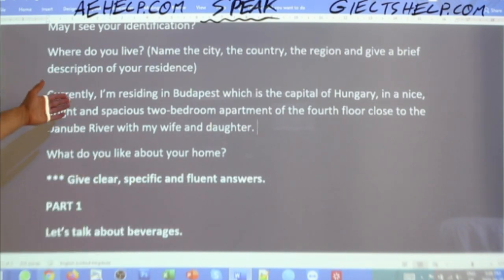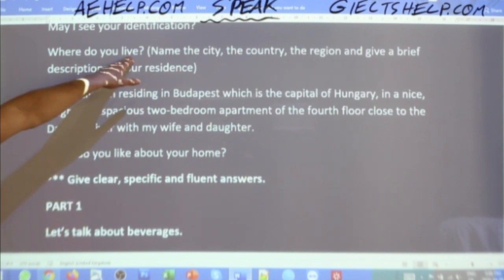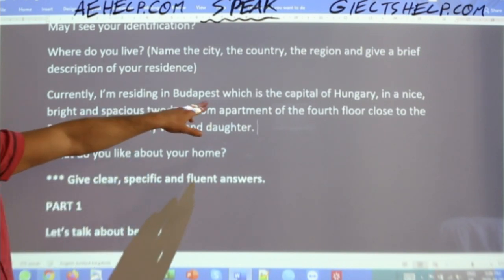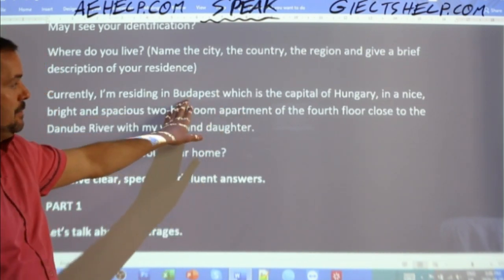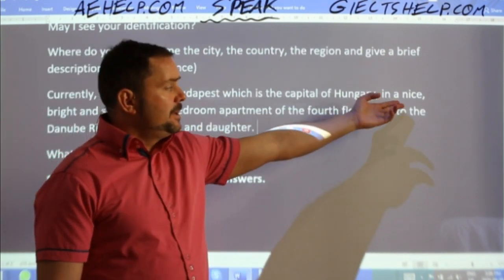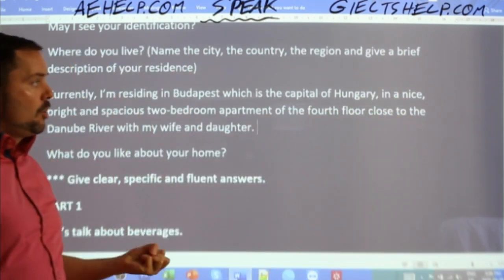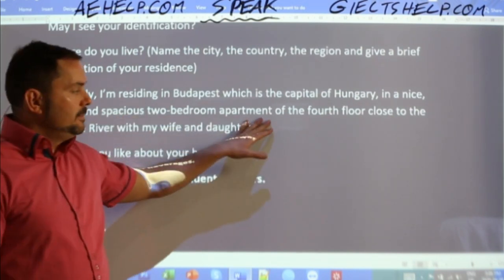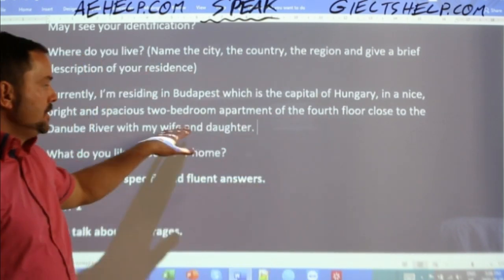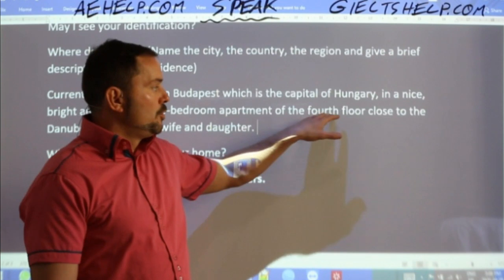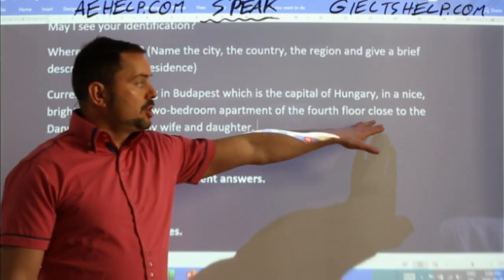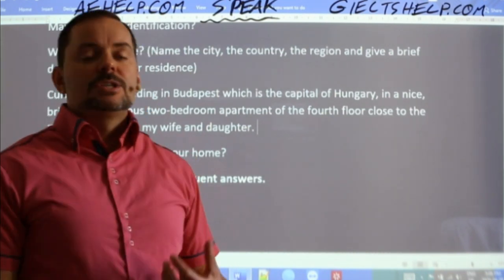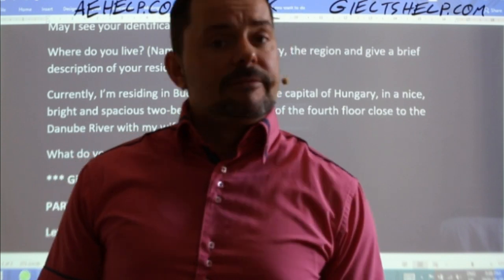so I'm showing paraphrasing, residing instead of live. I'm using the progressive or continuous form. I'm using an adjective clause to express that Budapest is the capital of Hungary. Then I'm using some nice qualitative, meaning quality language, like nice, bright, spacious, two-bedroom apartment on the fourth floor. Some good quantitative language, two-bedroom, fourth floor. Visual language, close to the Danube River with my wife and daughter. That's what's considered clear expert level communication.